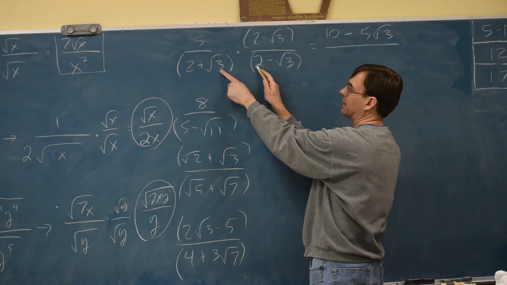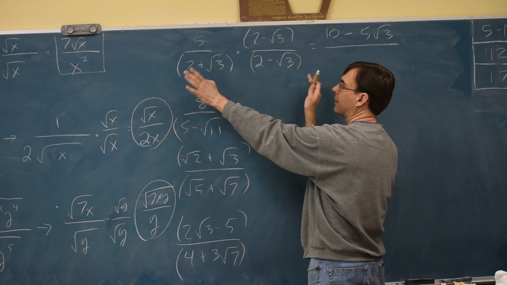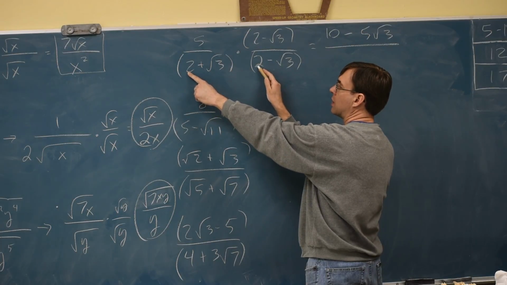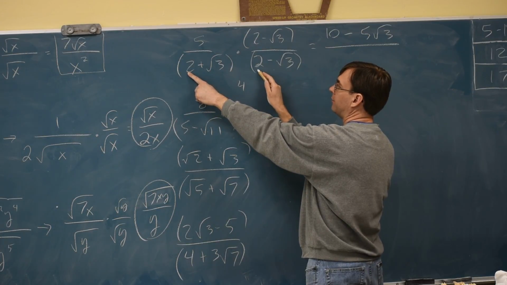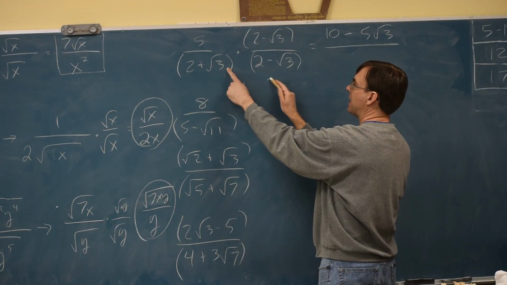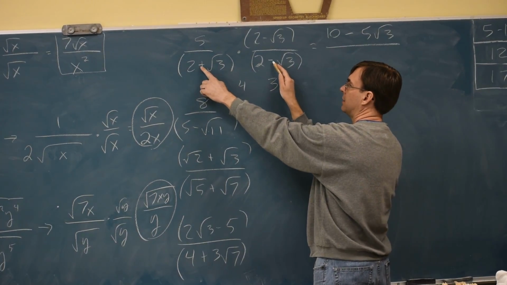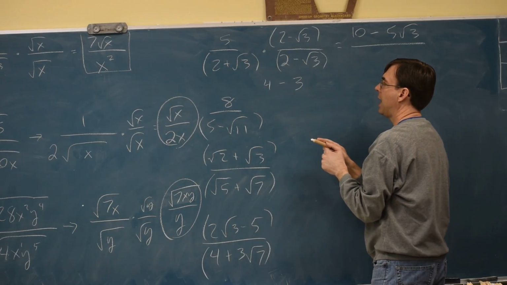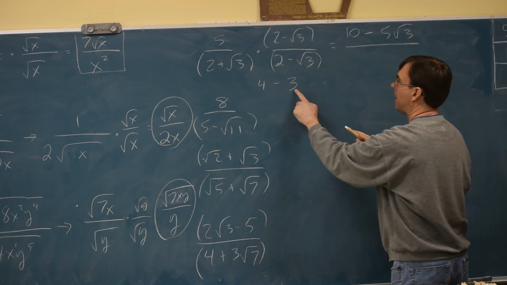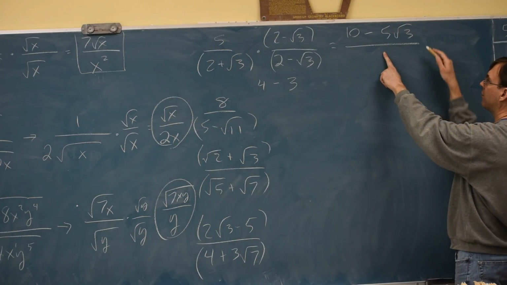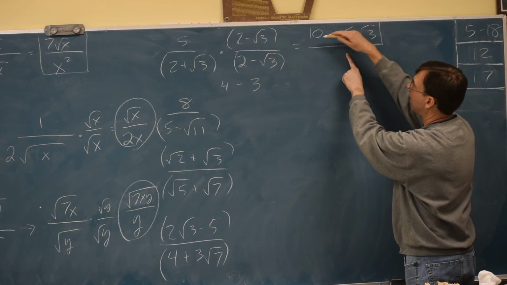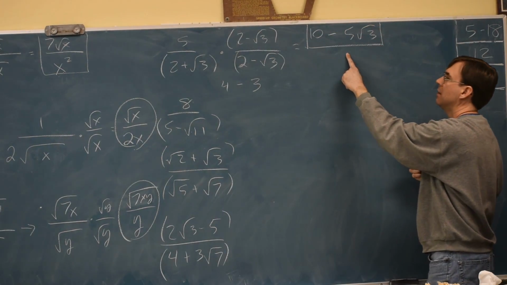So don't worry about this. Don't worry about that. They're going to self-eliminate. Worry about these making a 4. Worry about these making a normal 3. Root 3 times root 3 is normal 3. Since the signs are different, that's a minus. 4 minus 3 is 1. I refuse to ever write 1 on the bottom of a fraction that doesn't even need to be a fraction.